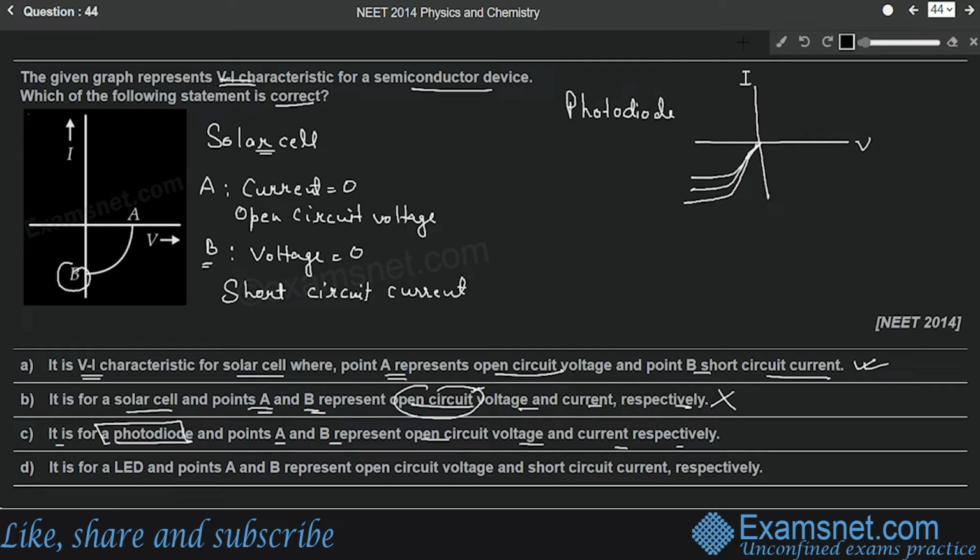Then the last statement says it is for an LED and points A and B represent open circuit voltage and short circuit current respectively. Again, this is not for an LED because there is a different type of graph that is drawn for LED. Let's see the type of graph. This is V, this is I, and the graph will look like this. Okay, so you should know which type of graph is drawn in which case. So we can say that option A is the correct statement.